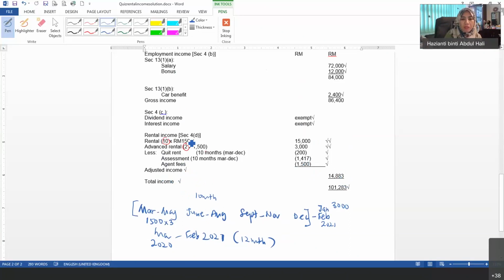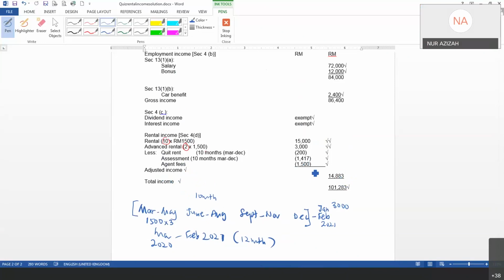Depends lah, sometimes kalau markah tu banyak kat sini pun ada markah. So you will lose markah dekat sini and dekat sini lah. Kalau kita tak tulis adjusted income, kita tak dapat markah lah. Ya, walaupun 14883 tu betul. So jangan tinggal word dekat sini.